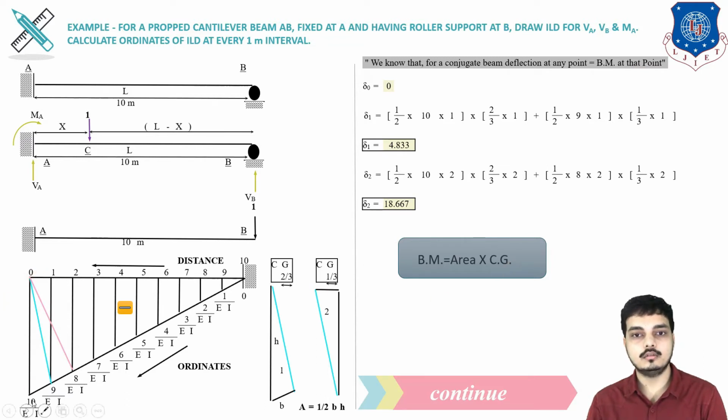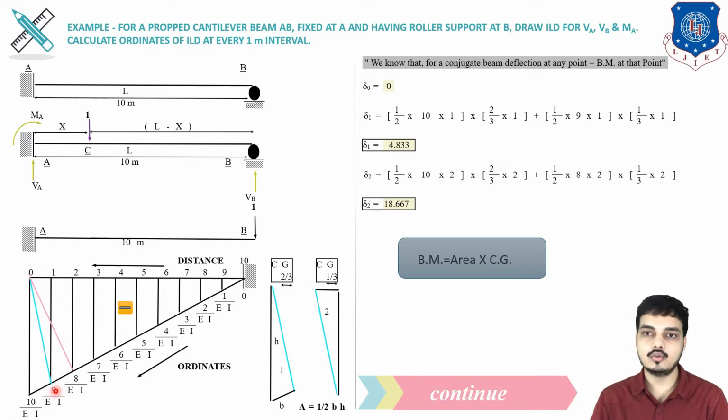So we have to find out the bending moment by calculating area multiplied by CG. Now how to solve? Look, this is not a rectangle, so this is some other shape. I have made a blue line and divided that part into two triangles. The first triangle is 0, 10, 9, 0. This is my triangle number 1.